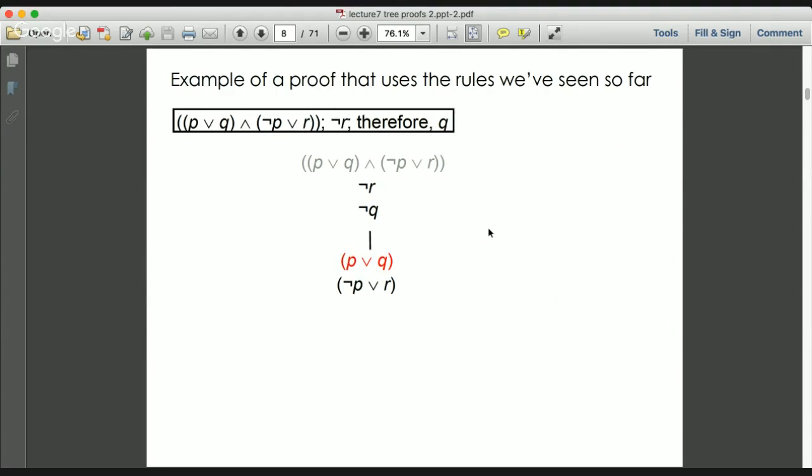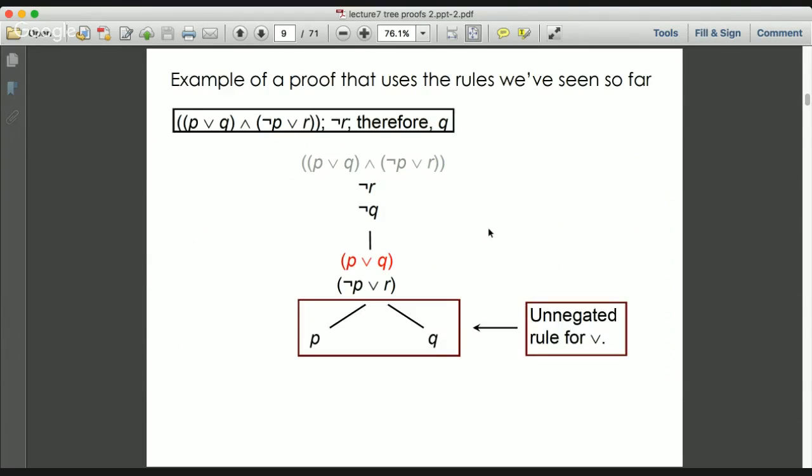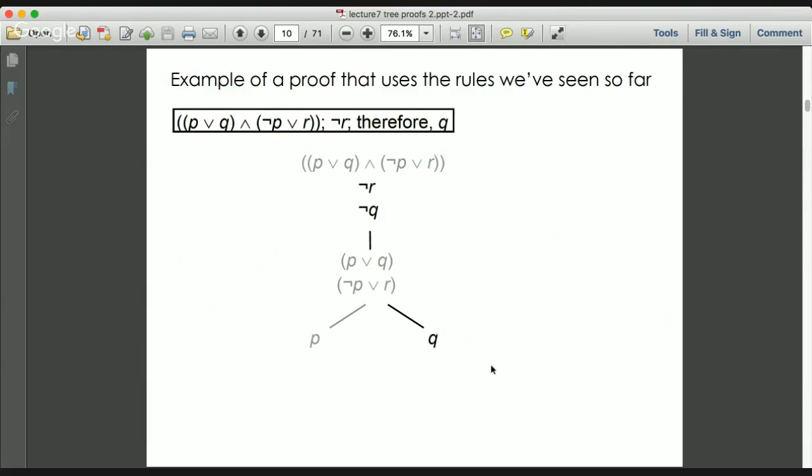So let's unpack this P or Q. We know our unnegated disjunction rule means that you write a branch on the left and put whatever's on the left-hand side, and a branch on the right and put whatever's on the right-hand side. So we've unpacked that. We can already see that we've got a sort of proto-branch, but there's a contradiction, right? These two contradict one another, so we can already close that. We don't need to add anything more to that branch.